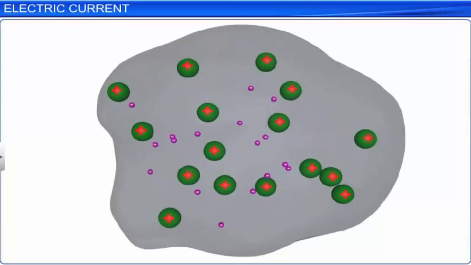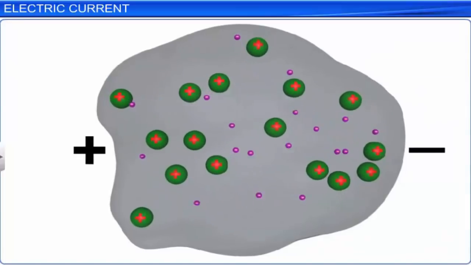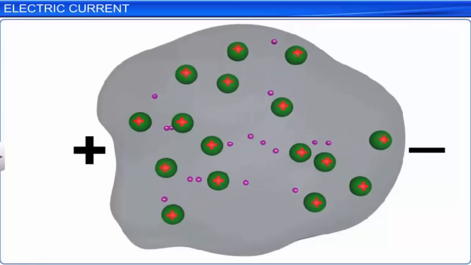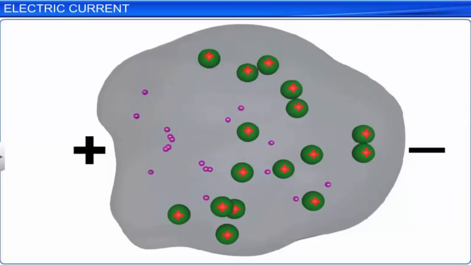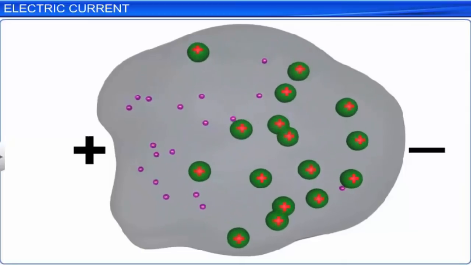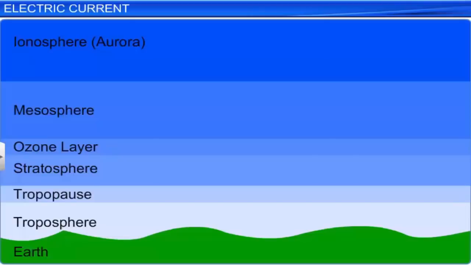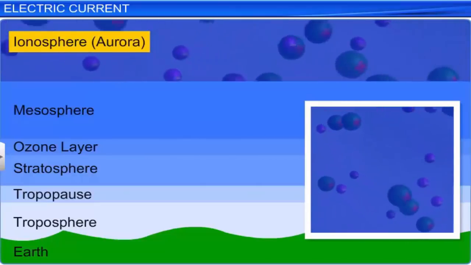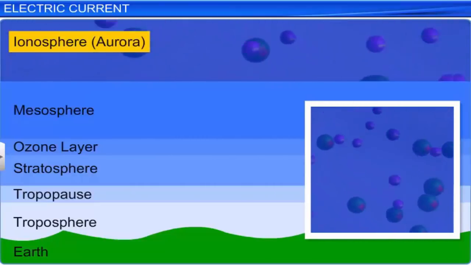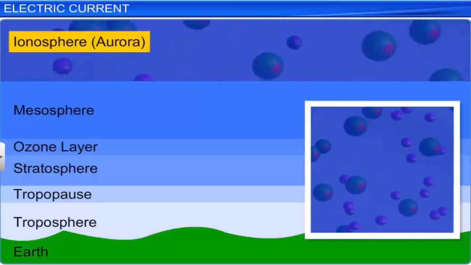When an electric field is applied to the enclosed space, the random motion of the charged particles is changed to unidirectional flow that constitutes an electric current. This experiment can be conducted in the ionosphere layer of the atmosphere, where there are charged particles moving randomly. If an electric field is applied to a small space in this layer, the same motion of the charged particles can be observed.